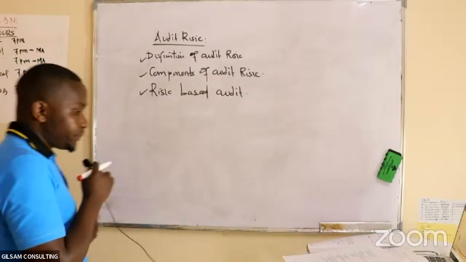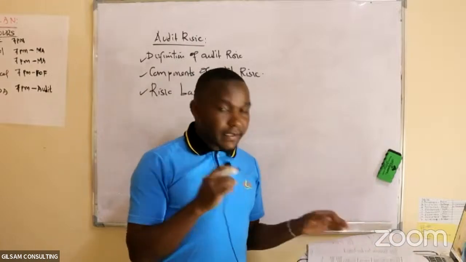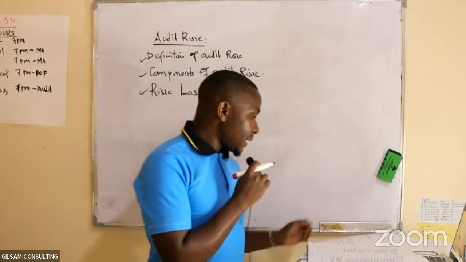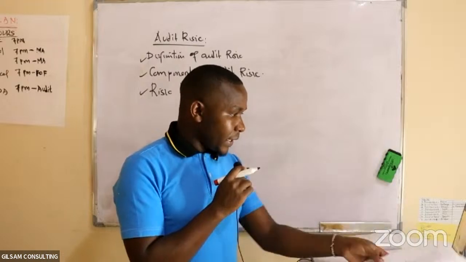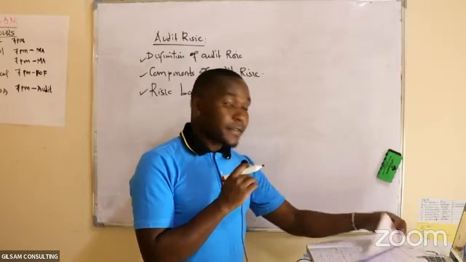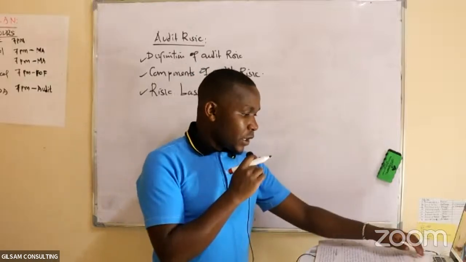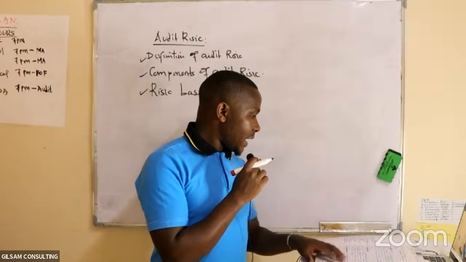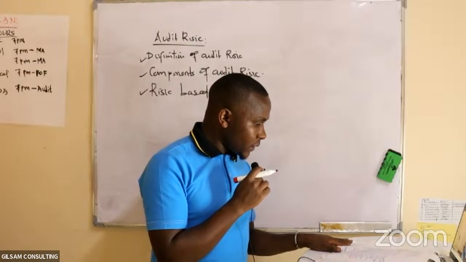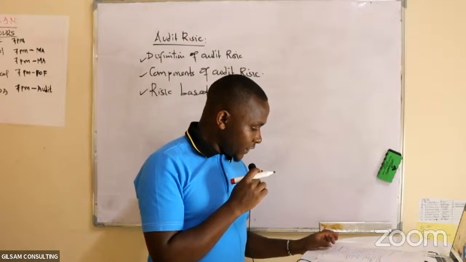So what is a risk? In layman's terms, a risk is something that will prevent you from achieving what you want, or your objectives. That is the definition of risk in layman's language. If you are in a business, we have several risks. You might have financial risk, operational risk, and compliance risk. Those are the types of risk in business. Also in audit, we have audit risk.